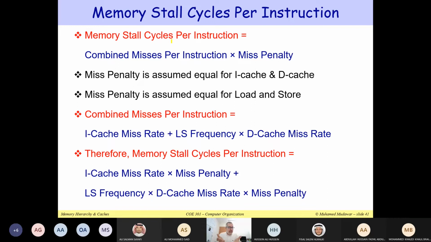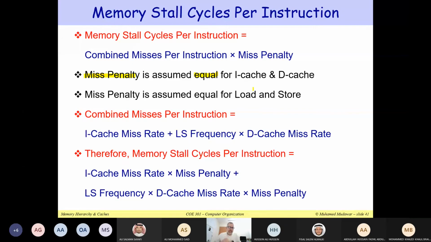Now, there are some assumptions that we are making to simplify the analysis of the performance. The miss penalty is assumed to be equal in the instruction cache and the data cache. In reality, it does not really matter whether you get a miss in the instruction cache or data cache. You have to transfer the block, and transferring the block from the main memory into the instruction cache or data cache takes the same number of clock cycles.